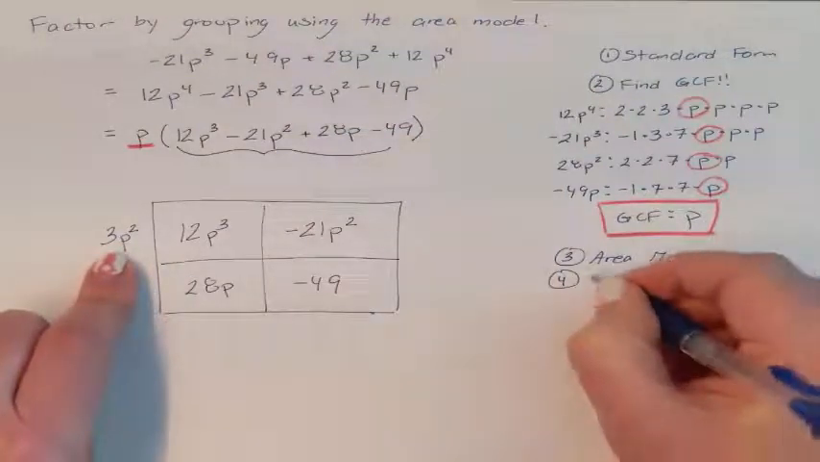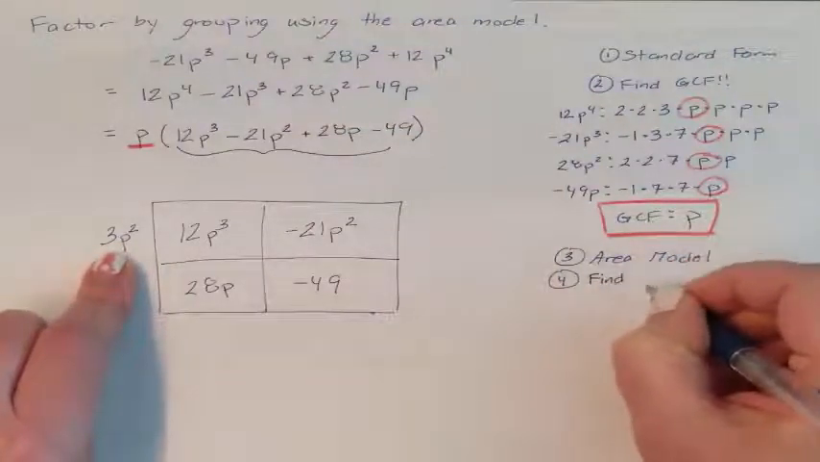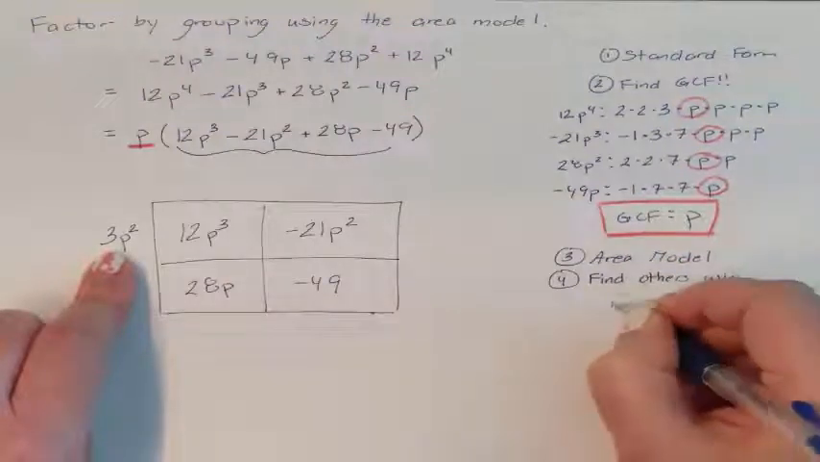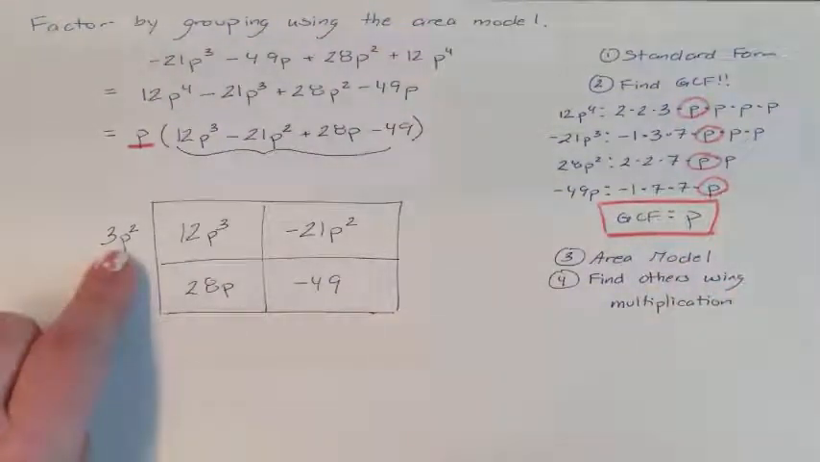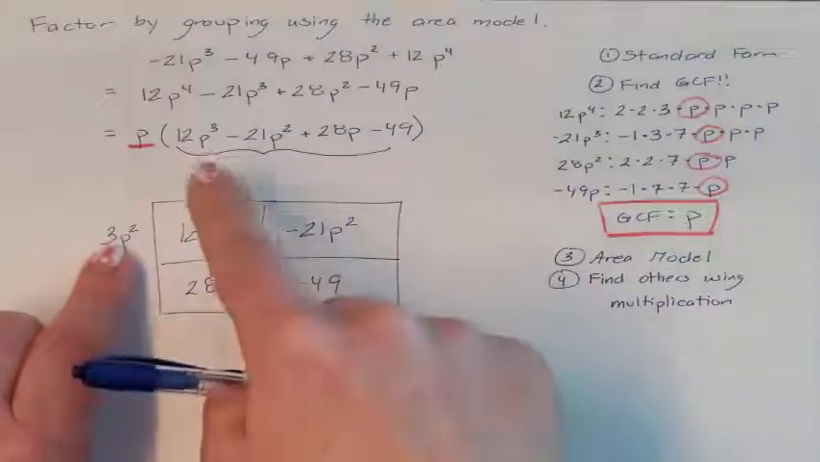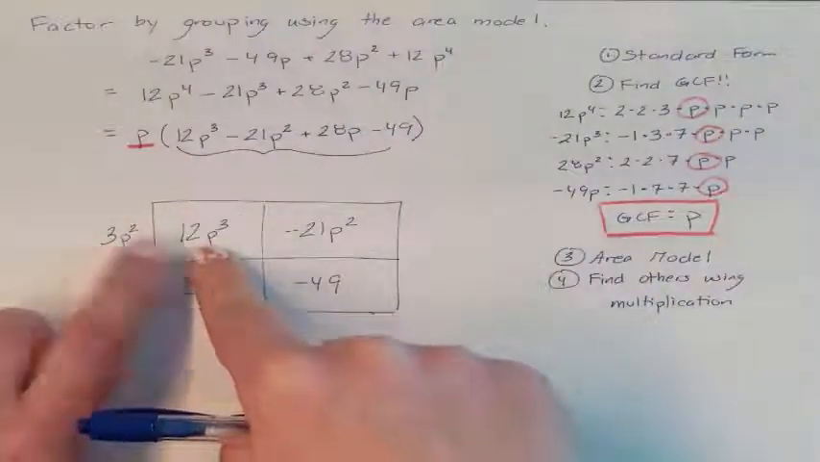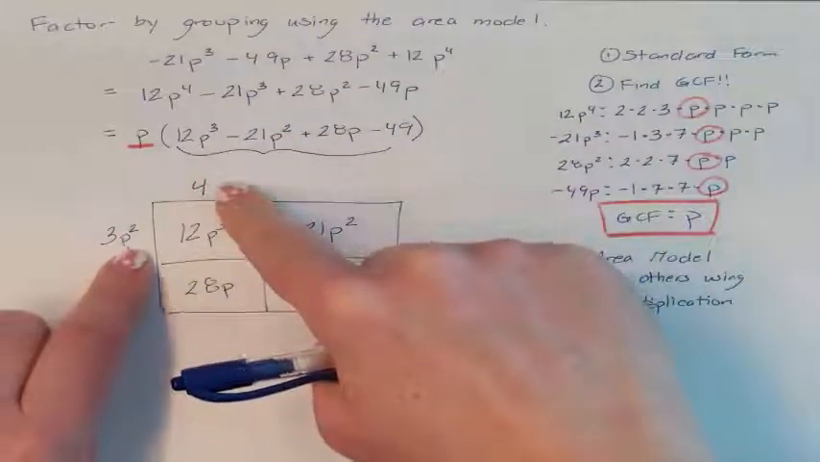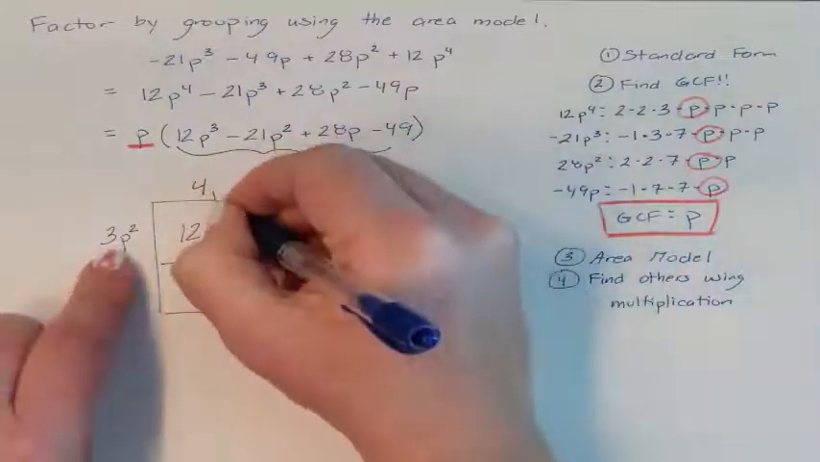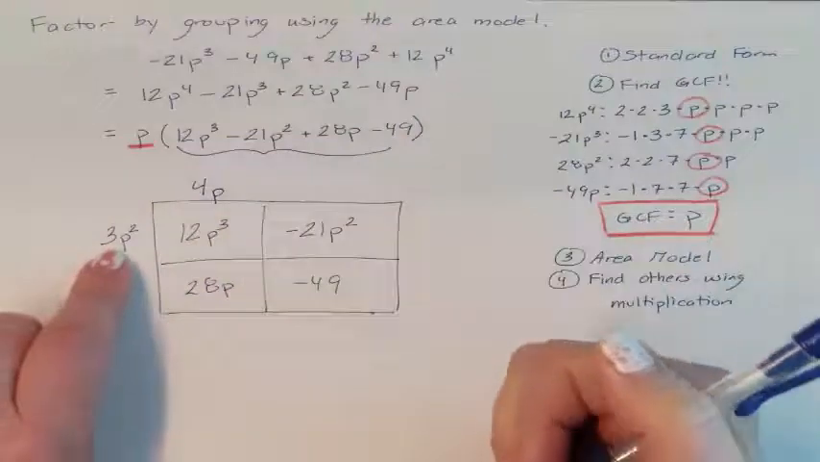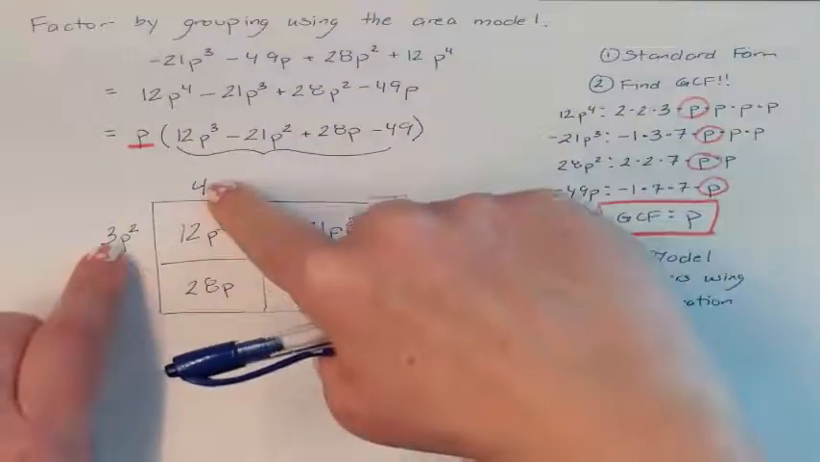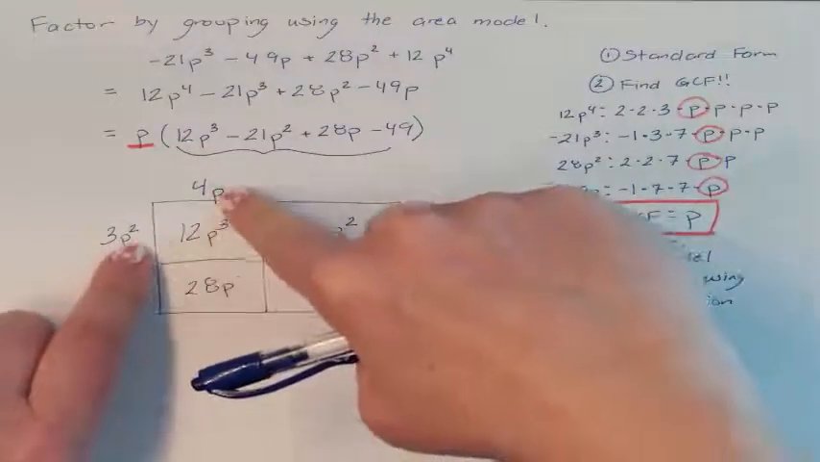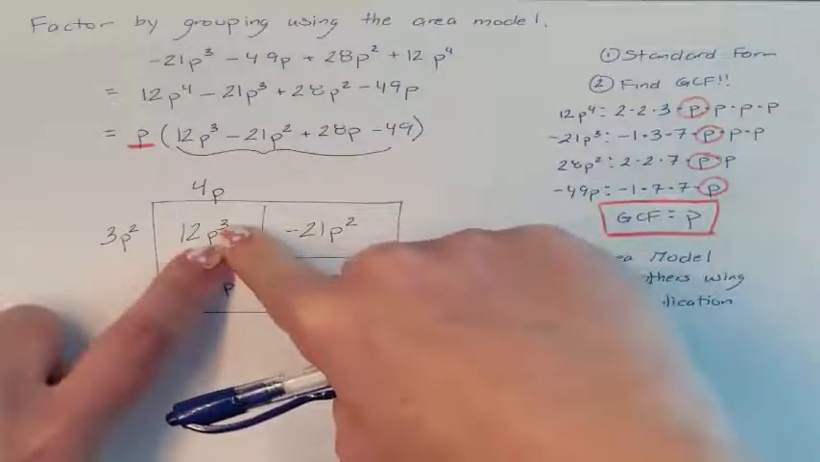So the rest of it is just to find the others using multiplication. So if he's 3p squared, 3 times something needs to give me the 12. It must be 3 times 4. P squared times something needs to give me the p to the 3rd, so there must be another p. 3p to the 2nd times 4p. 3 times 4 was 12. P to the 2nd times p is p to the 3rd. So now coming over here.